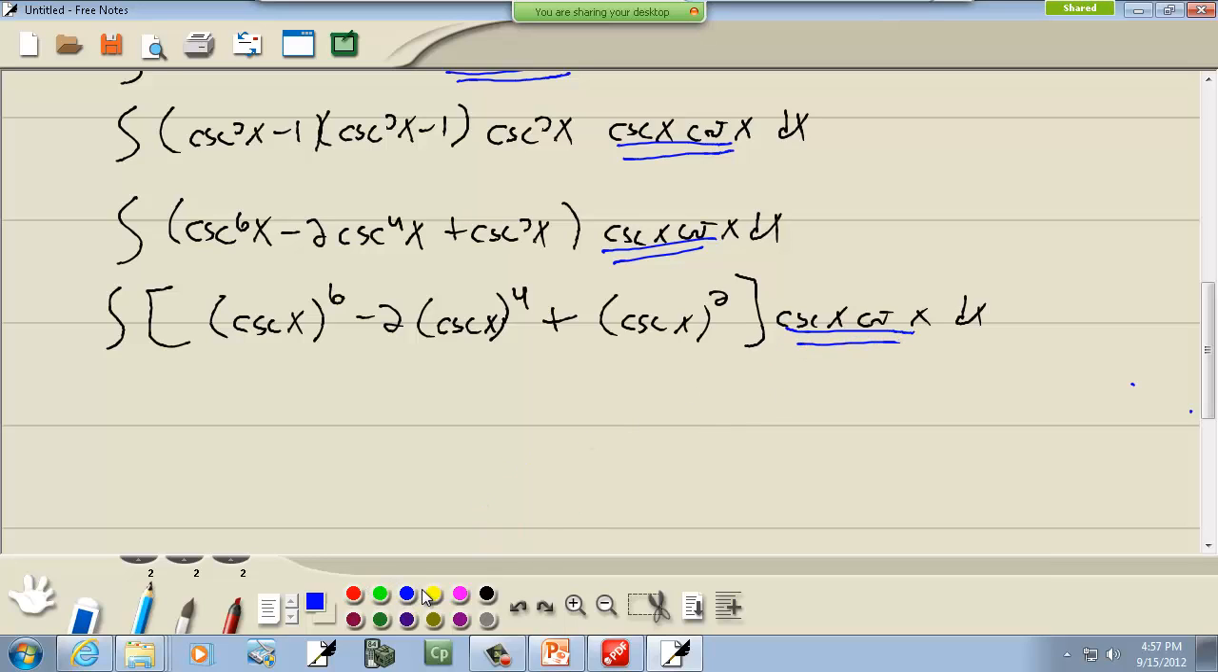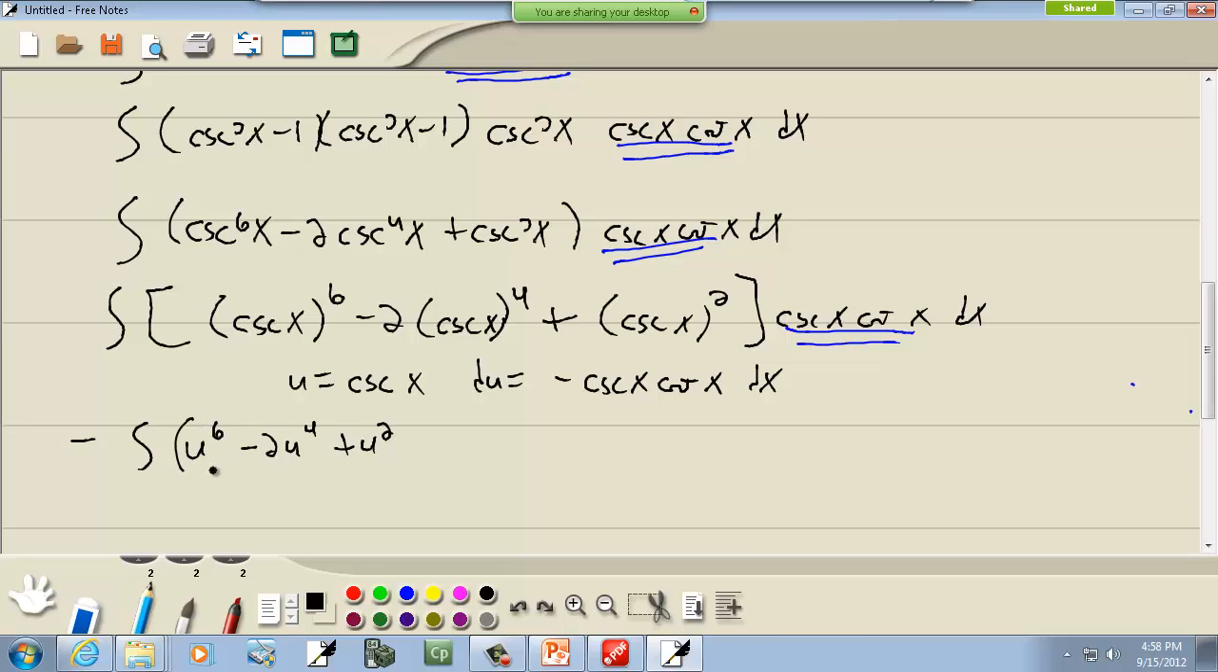Like that. And now we'll do our u substitution. u is equal to cosecant x. The derivative of cosecant is negative cosecant x cotangent x dx. Well, we have the cosecant squared, we have the cotangent, we have the dx. We don't have the negative. So we offset it with the negative out in front, and that would put a negative inside. And then these would become u to the sixth minus 2u to the fourth plus u squared du.